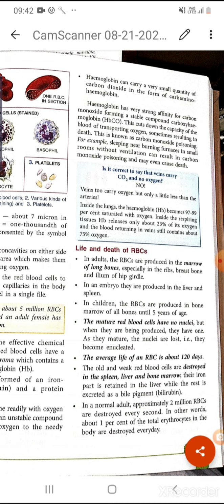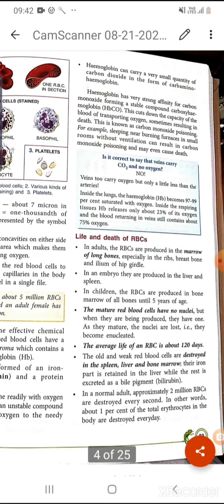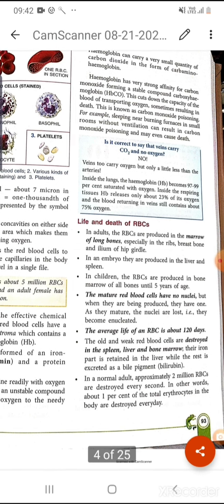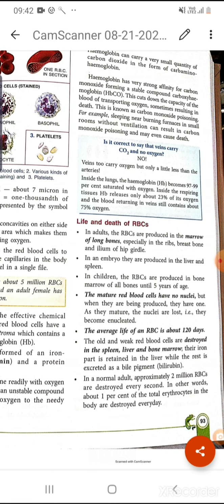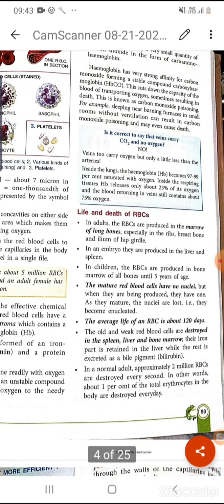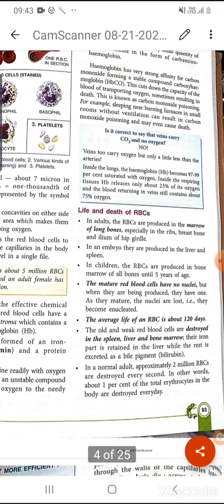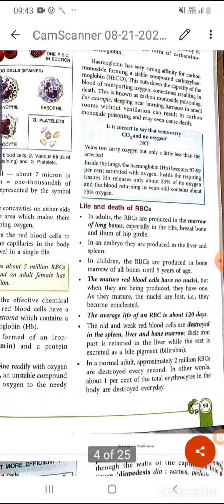This actually reduces the capacity of the blood to transport oxygen, and sometimes it results in death. This is known as carbon monoxide poisoning. For example, sleeping near any burning furnace in small rooms without any ventilation can result in carbon monoxide poisoning in our body, because it forms carboxyhemoglobin, and it may even cause death.